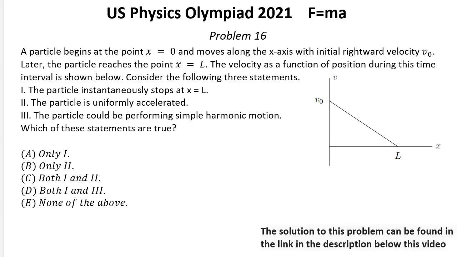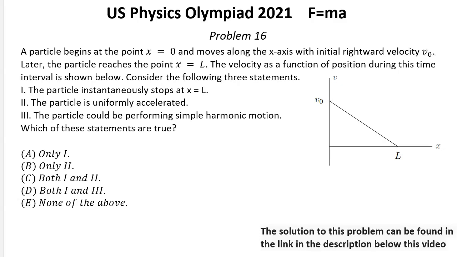Let's check all three statements. First, the particle instantaneously stops at x equals L. This is correct because when the particle reaches point L, it will stop and it will not move further. So first is correct. Second, the particle is uniformly accelerated. For a uniformly accelerated particle, x behaves as a parabola and v behaves as a straight line.